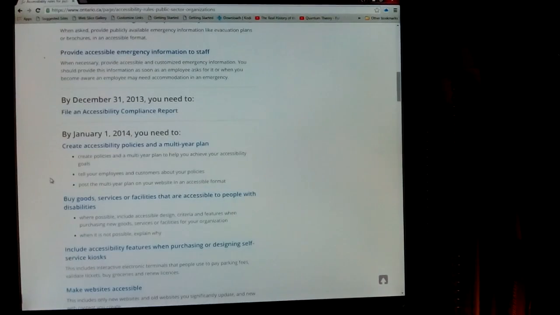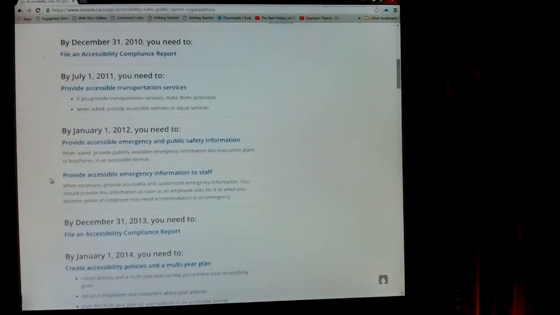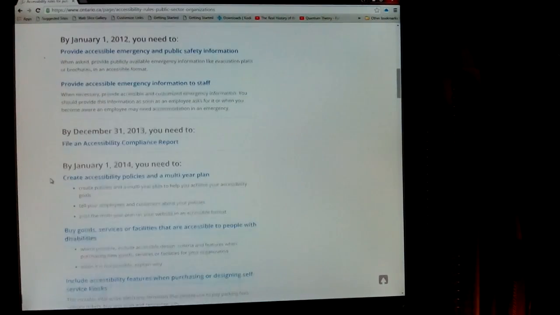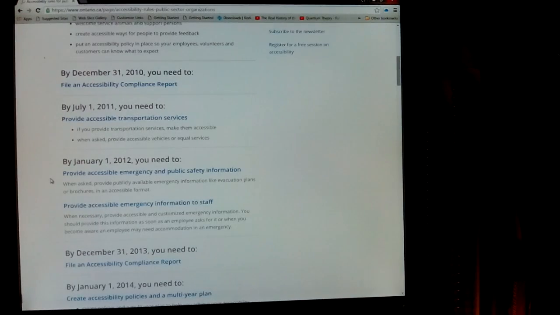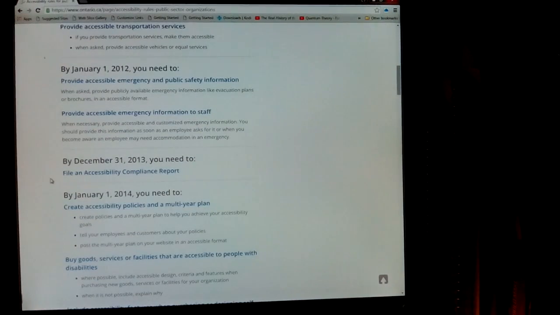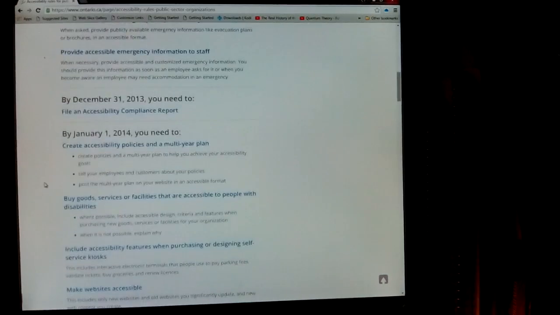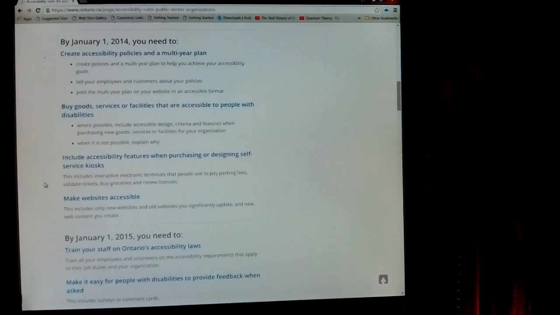As of December 31st, 2013, you need to file an accessibility compliance report. So what is that, every 3 years they have to do a compliance report? So far, because it says by December 31st, 2010, then again by December 31st, 2013. Okay. By January 1st, 2014, you need to create accessibility policies and a multi-year plan.